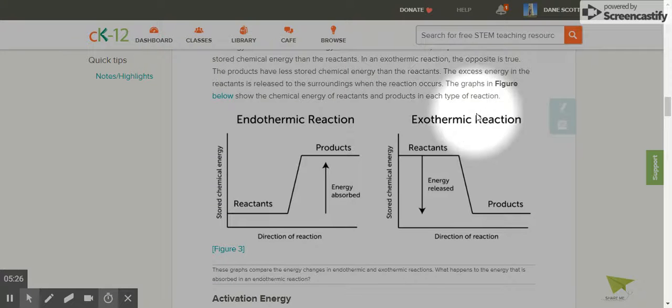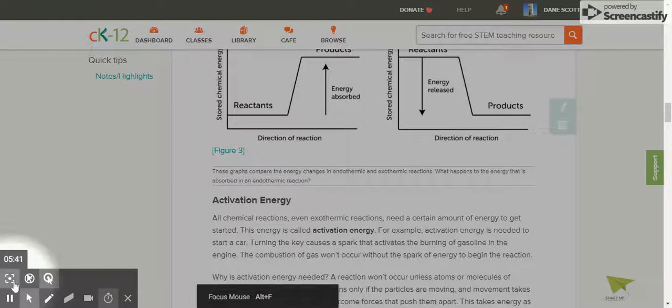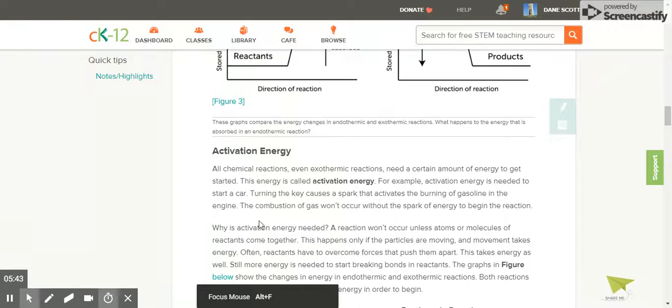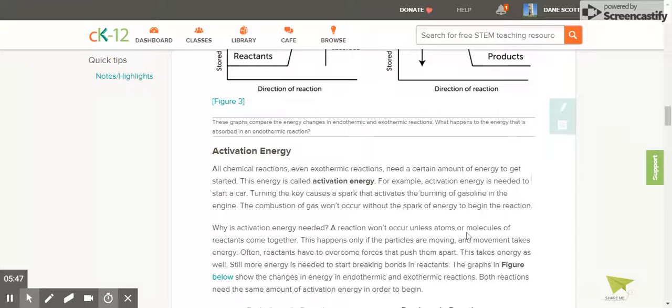In an exothermic reaction, imagine a chunk of wood, and we give it a little energy to start it, and it burns, and then we have ashes. The ashes have much less energy than the original wood. All chemical reactions, even exothermic reactions, need a certain amount of energy to get started. This energy is called activation energy.